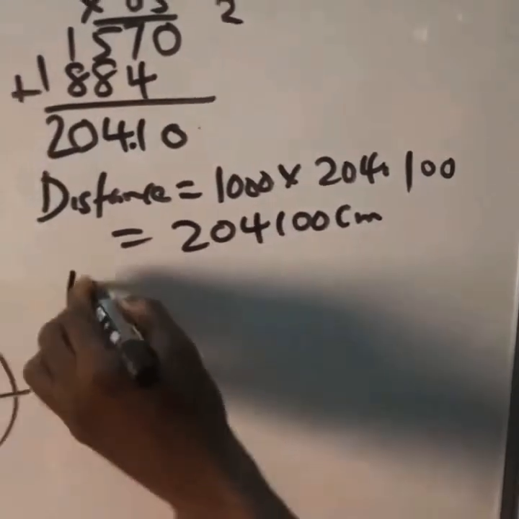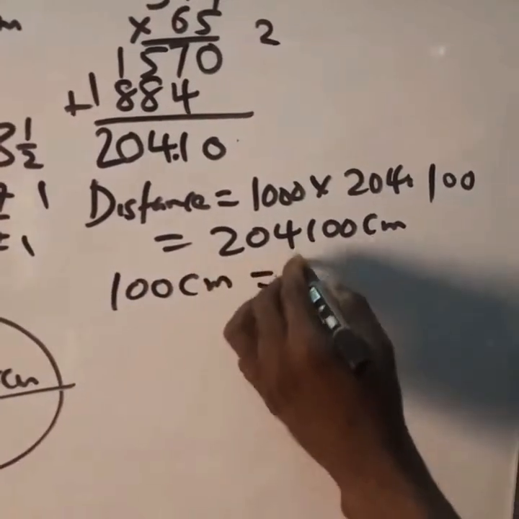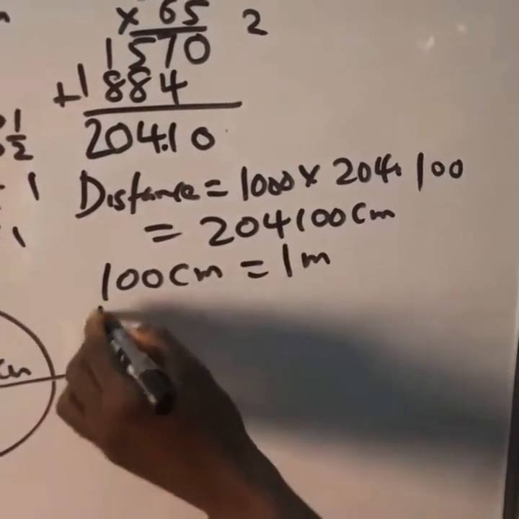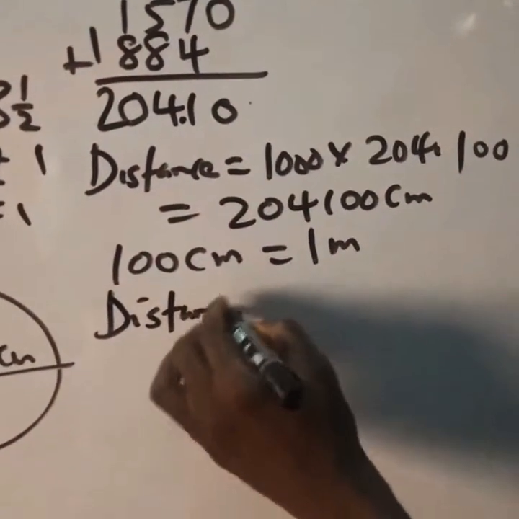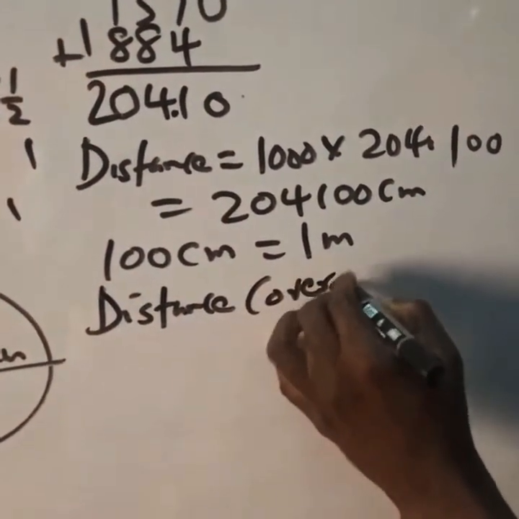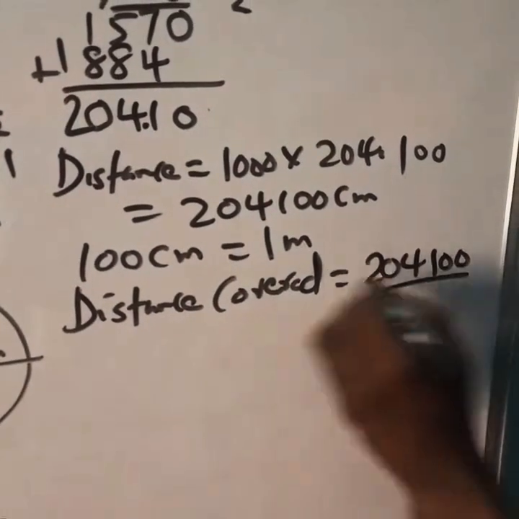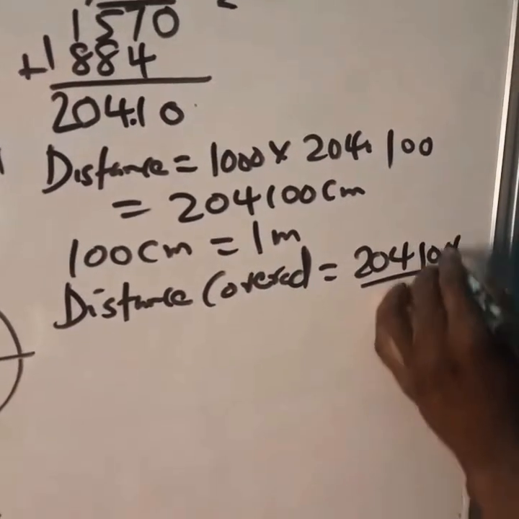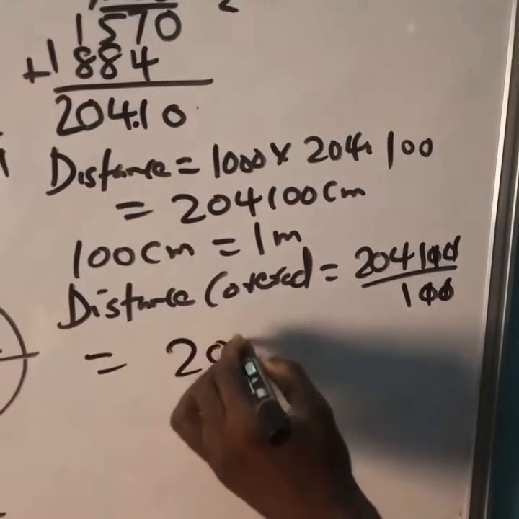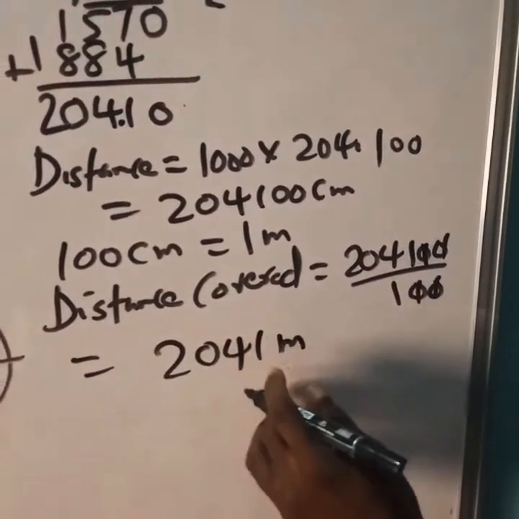You are required to solve it in meters, and 100 centimeter make 1 meter. So your distance covered will now be 204100. You divide by 100 to go to meters. So we have 2041 meters.